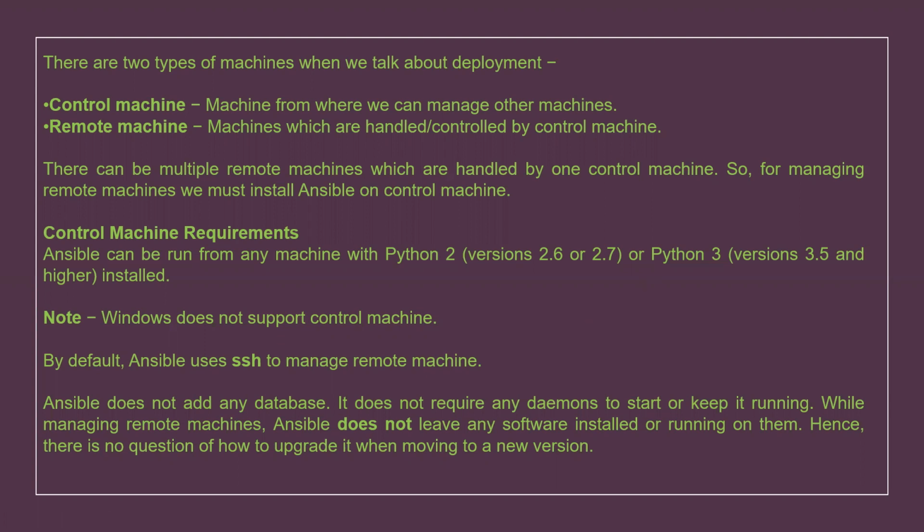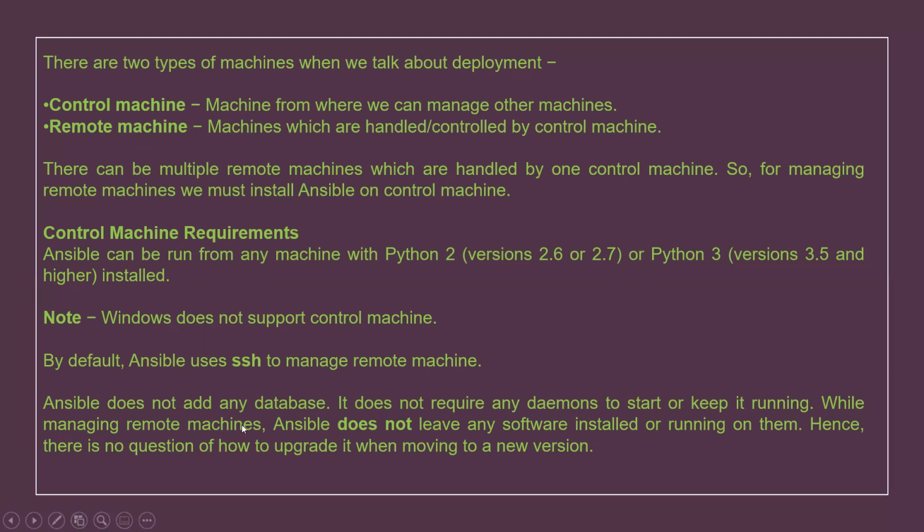By default, Ansible uses SSH to manage remote machines. That is how it connects from the control machine to a remote machine. There should be an SSH mechanism where we create an SSH key that can be shared between these two machines. That way, it connects from the control machine to the remote machine.